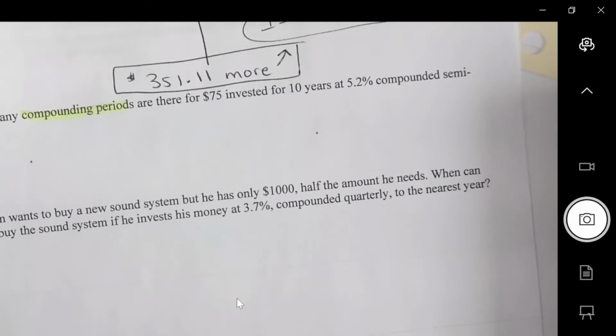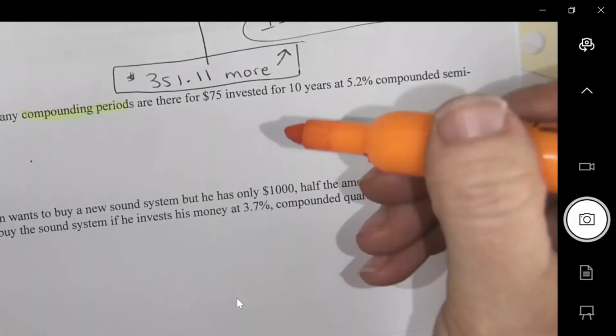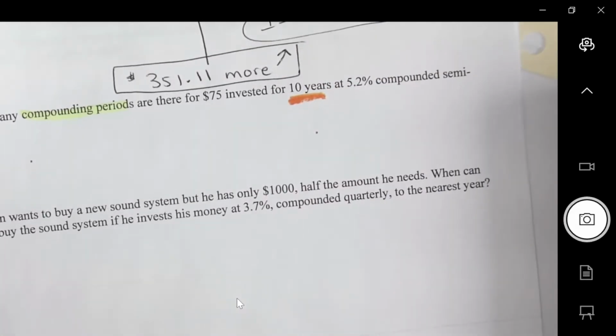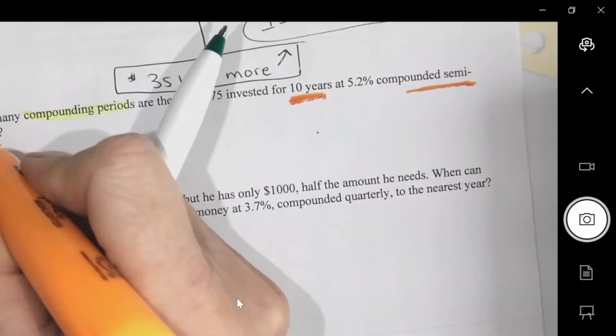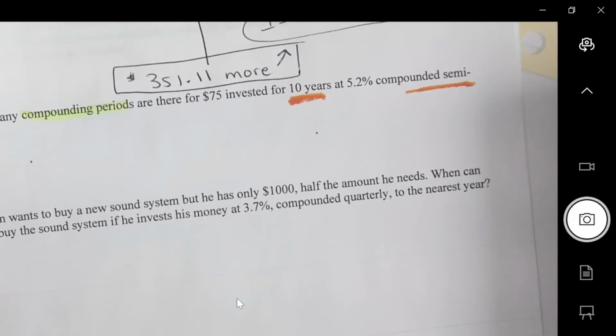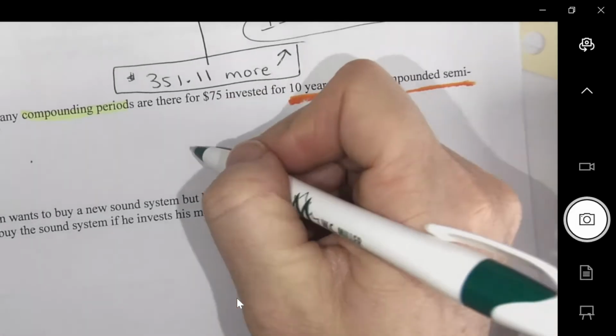So, here's what I need to consider. I'm going at this for 10 years, and I'm doing this semi-annually. Okay? Forget the percent, forget the money. I don't care about that. If I do something for 10 years, semi-annually, how many times do I have to do it? 20.